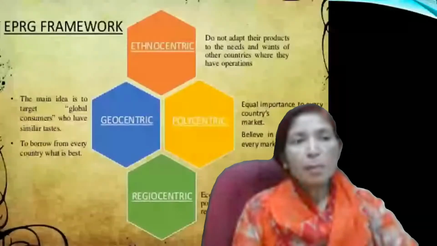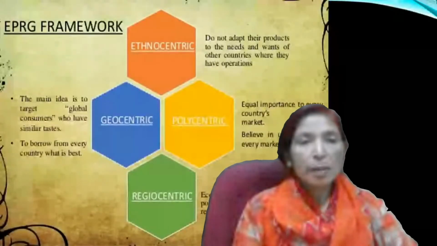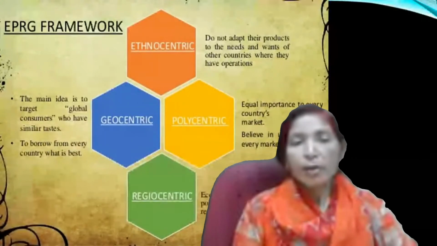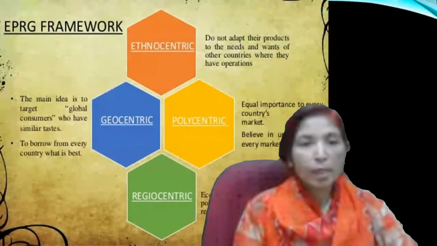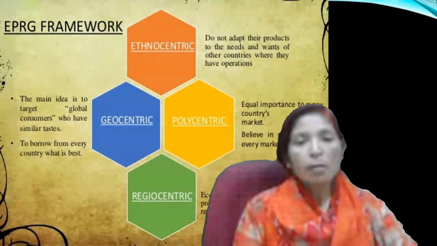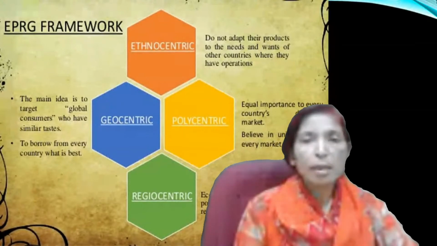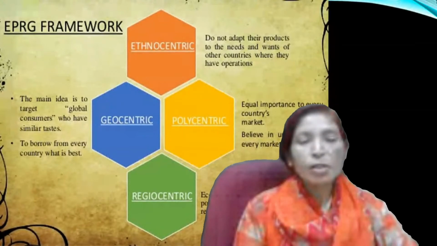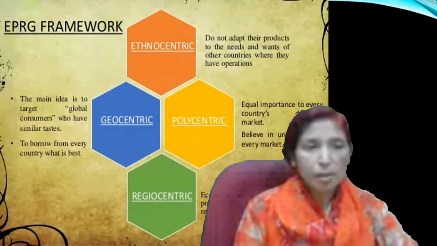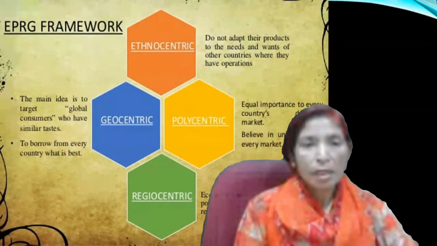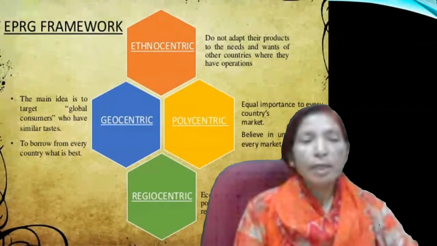Now next is the EPRG framework. This EPRG framework stands for ethnocentric, geocentric, polycentric, and regiocentric. E means ethnocentric, G means geocentric, P is polycentric, and R is regiocentric. The main idea is to target global consumers who have similar taste, to borrow from every country what is best. It is known as geocentric.